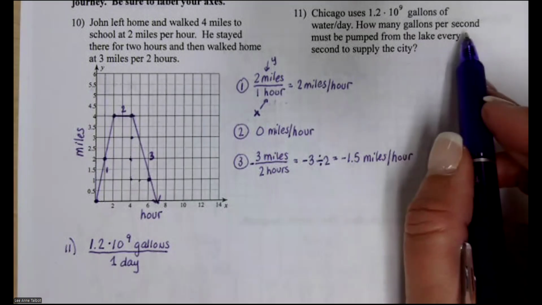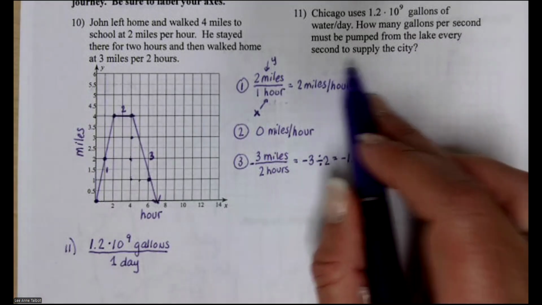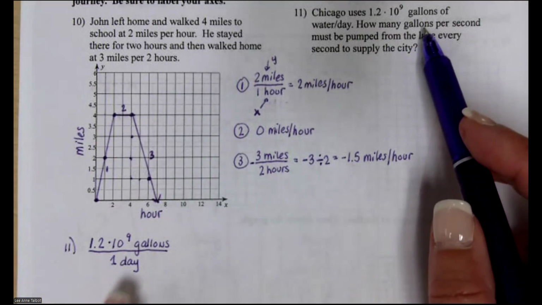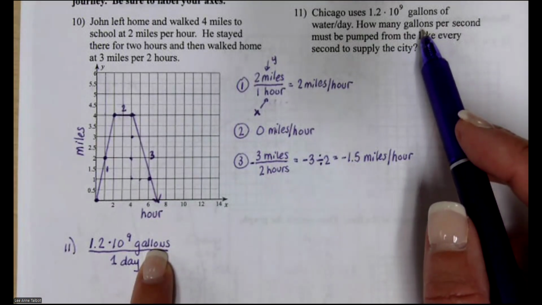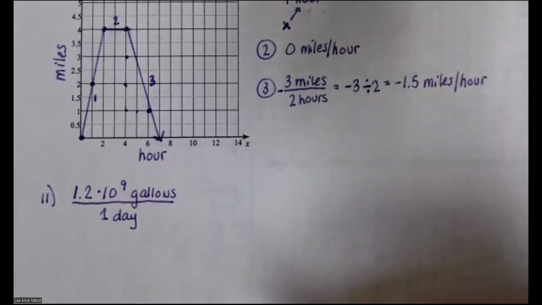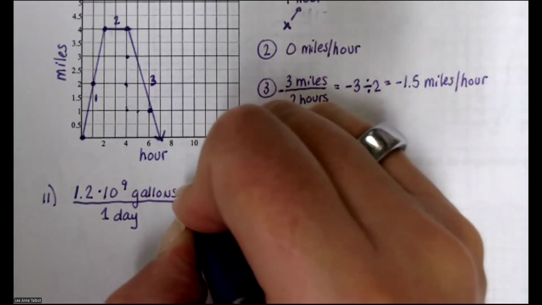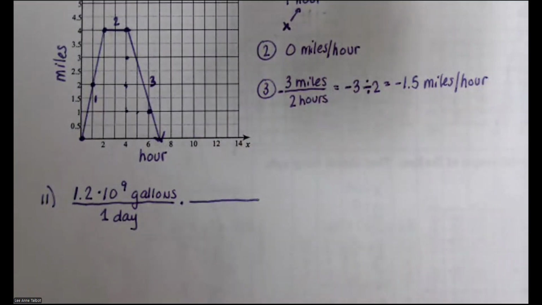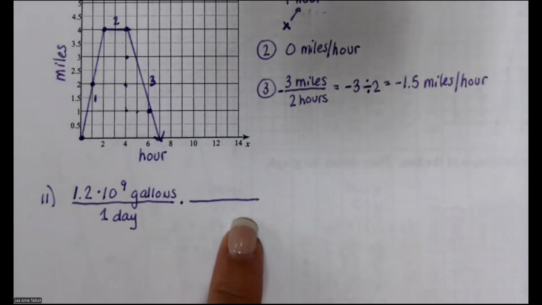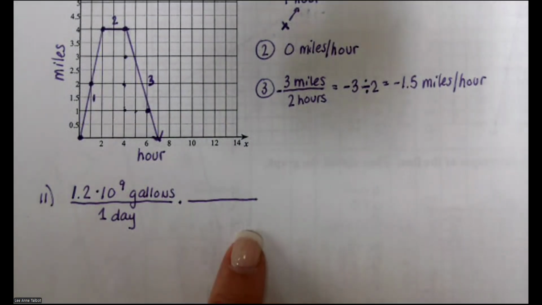How many gallons per second must be pumped from the lake every second to supply the city? Okay, so it wants gallons per second. Do you see how I already have gallons? I don't need to mess with that. I just need to mess with the days. We need to get days to seconds. Let's do something easy. How many hours are in a day? 24. Okay, so there's 24 hours in a day. Does the day go on the top or the bottom? Top.